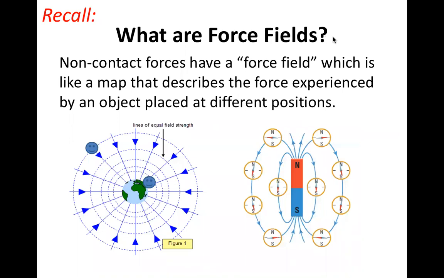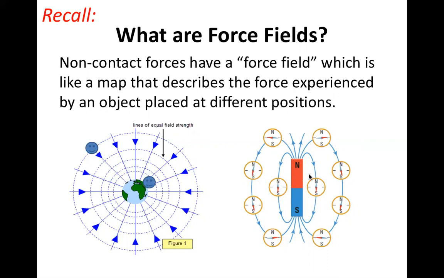And what are force fields again? Force fields exist for the non-contact forces. And these field lines are like a map that describe the force experienced by an object placed at different positions. So for example, we place an object with mass here. The gravitational field lines tell us that the force direction will be towards the center of the Earth and that the strength will not be as strong as if we were closer to the Earth.